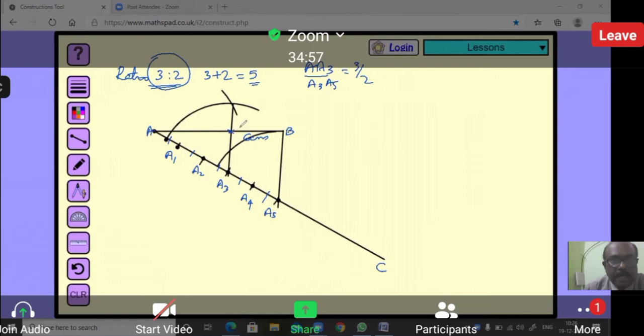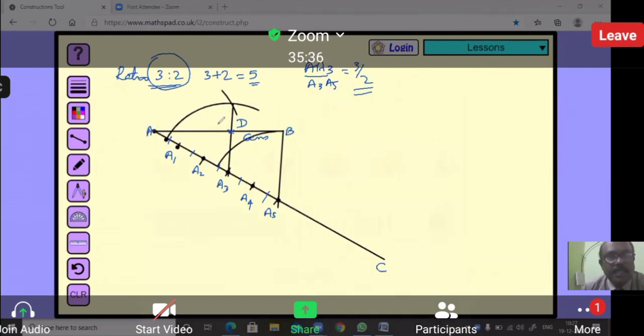Mark this point as D. Now we can see, just recollect your BPT. One side is divided in the ratio 3 is to 2, and the line A3D is drawn parallel to BA5. So the ratio should be the same on the other side also, isn't it? It intersects in the same ratio. A line drawn parallel to one side of a triangle to intersect the other two sides will divide the other side also in the same ratio. That is BPT.